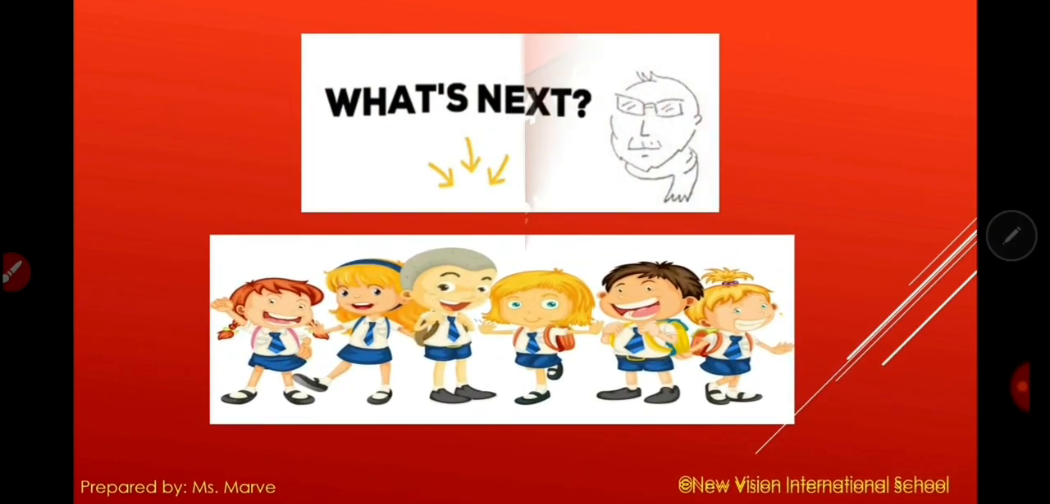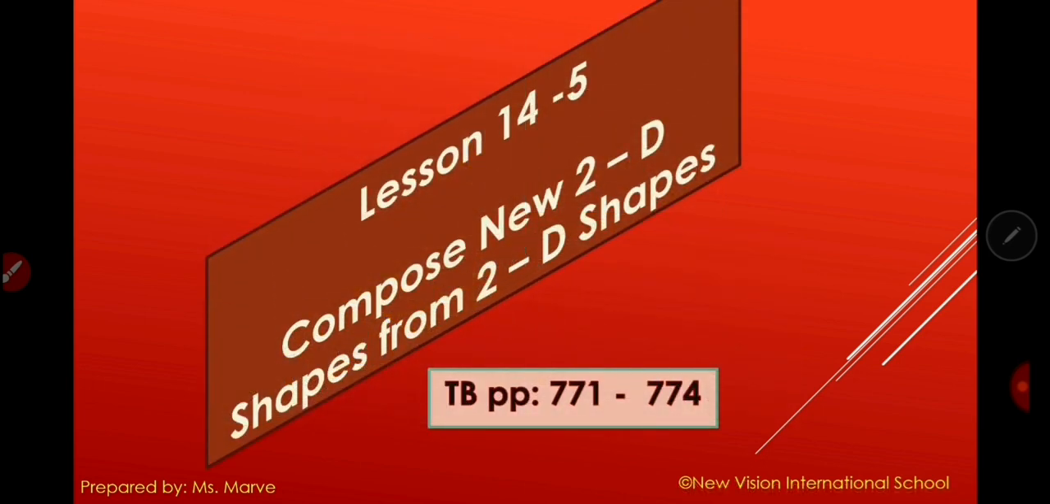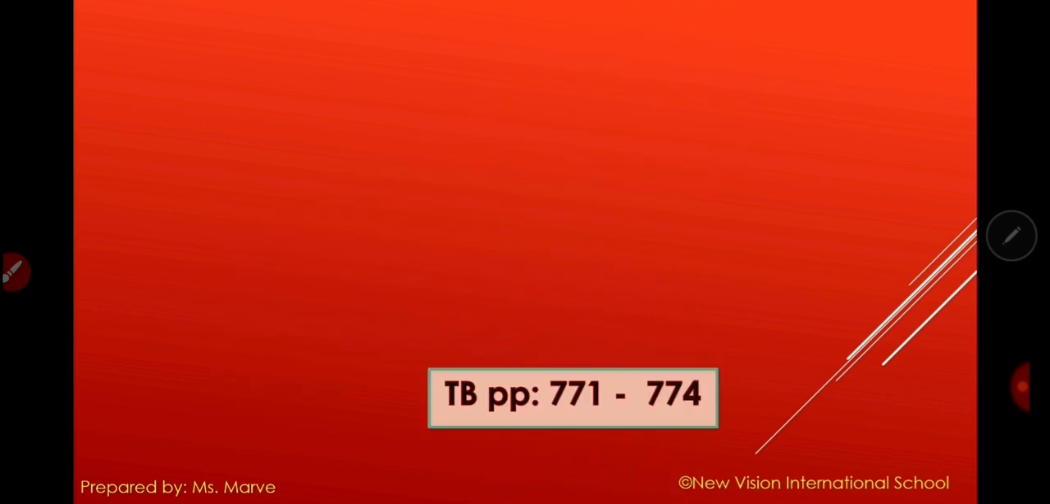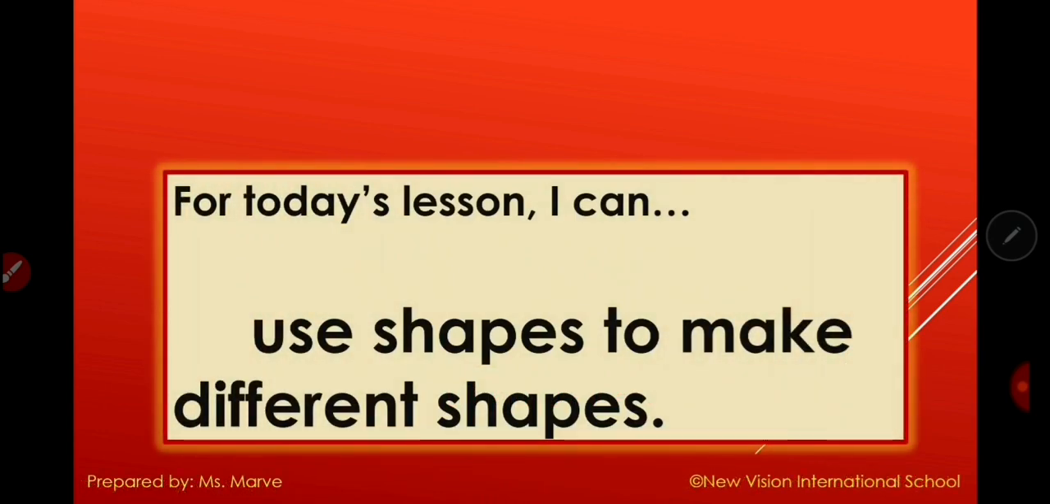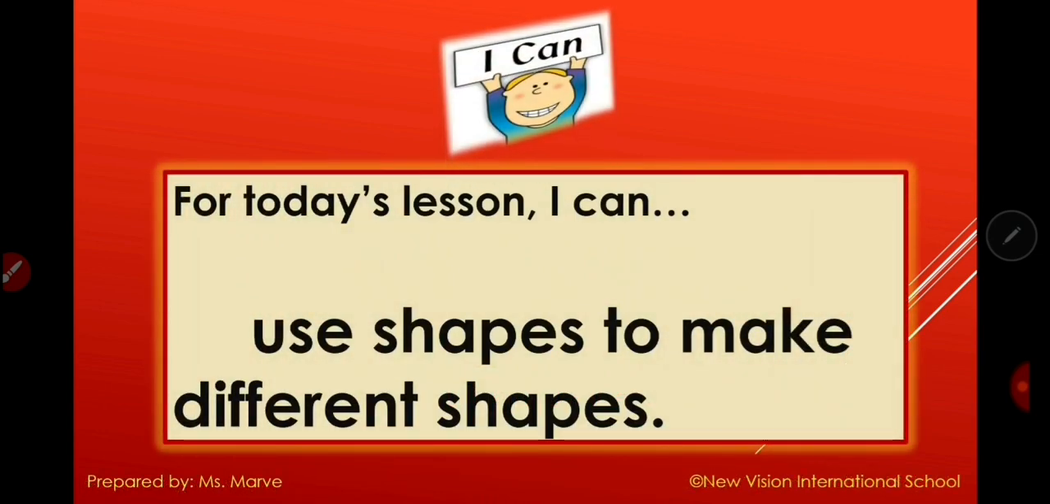What do you think is our next lesson? Of course, it's lesson 5 from unit 14. Compose new 2D shapes from 2D shapes. You can also open your book on page 771 to 774. Okay, so here's our objective. For today's lesson, I can use shapes to make different shapes.